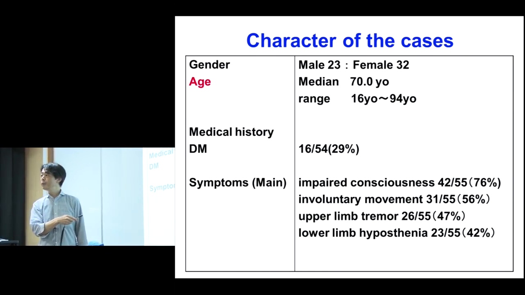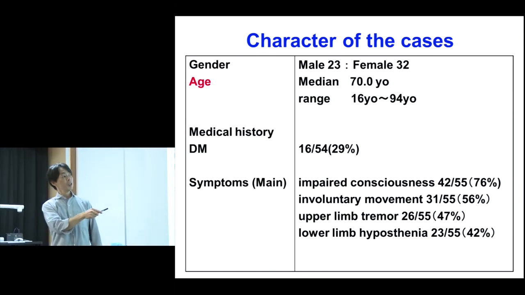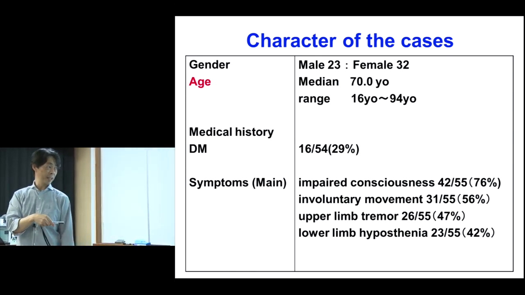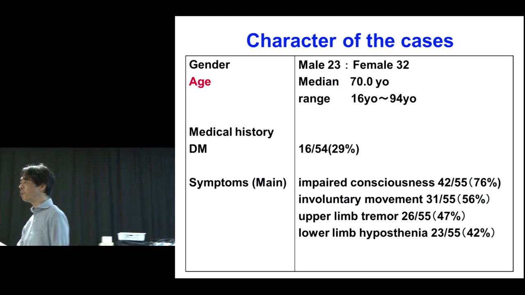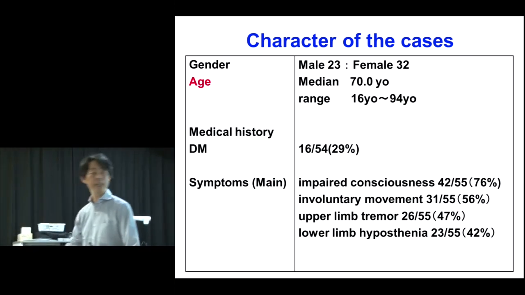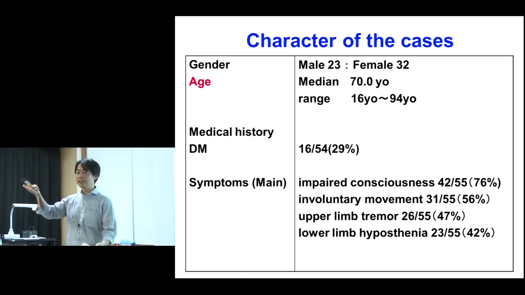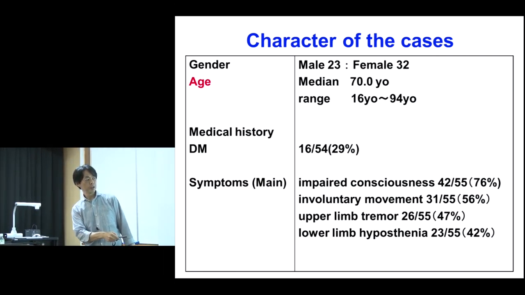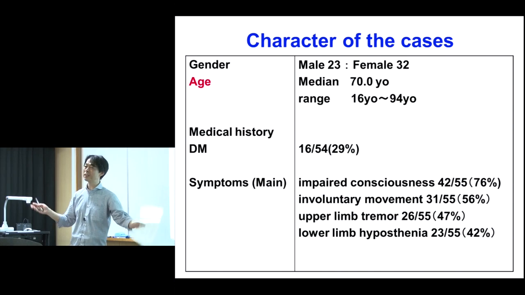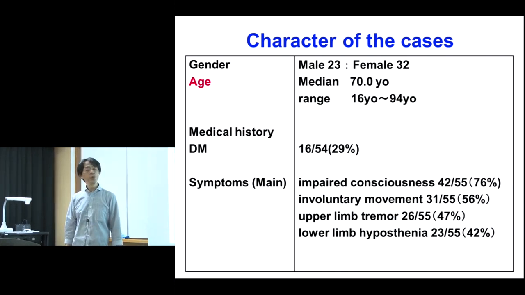And DM, diabetes mellitus. 30% of the 55 cases had diabetes mellitus. And symptoms: impaired consciousness, involuntary movement, some tremor, tremors in the lower limbs, something looking like strange neurological symptoms.